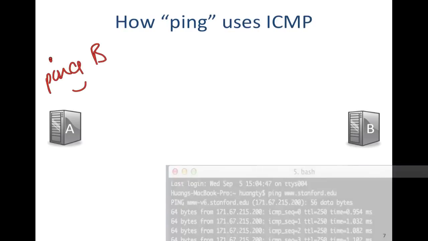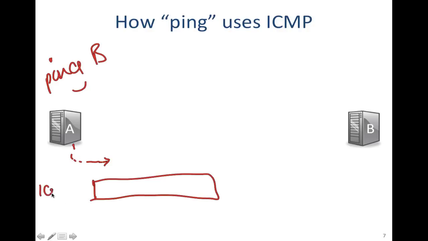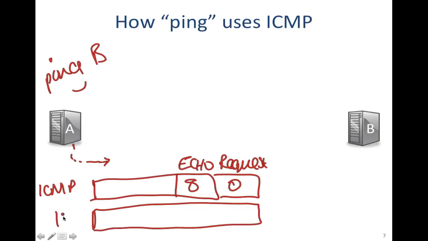The ping application calls ICMP directly. It sends an ICMP echo request, and so that will be a message that goes into the network. So this is ICMP, and it happens to be a message of type 8, code 0. And if you look on the table before, that's actually an echo request. And then that gets encapsulated at A into an IP datagram. So this is my IP datagram, and it's going to go off to B.